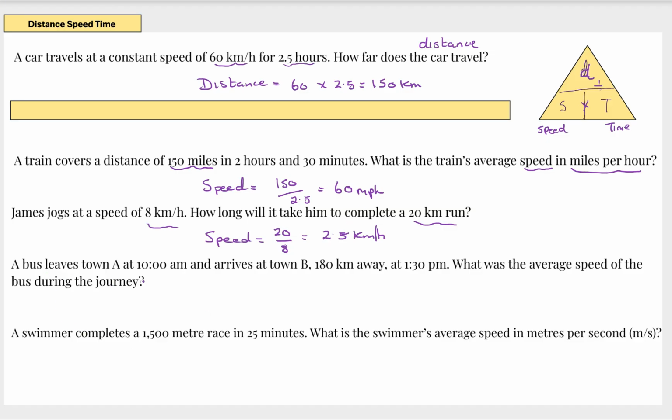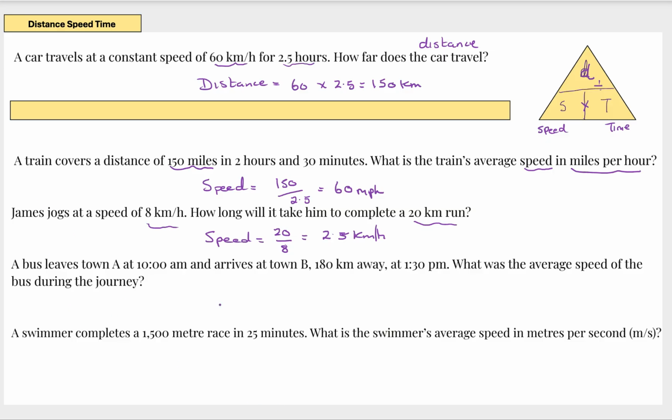A bus leaves town A at 10 a.m. and arrives at town B, 180 kilometers away, at 1:30 p.m. What was the average speed of the bus during the journey? This is also a classic question that comes up.